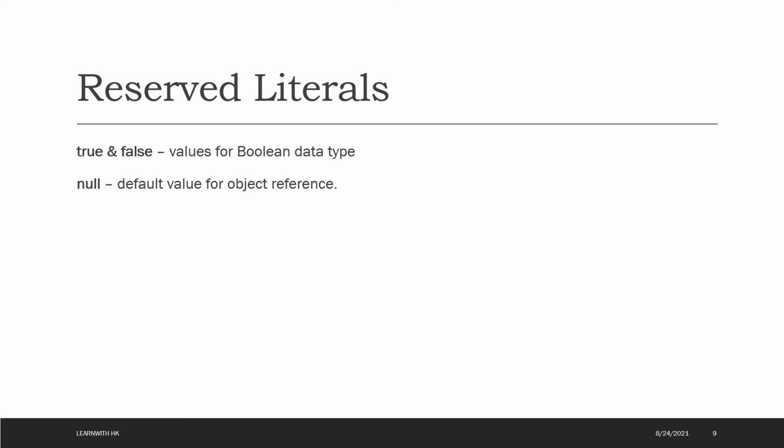Okay, then reserved literals. There are three reserved literals. The first two, true and false, are nothing but the values for the Boolean data type. If you declare any variable as Boolean, it is going to have only two types of values, either true or false. Then null. Null is normally used as a default value for an object reference. Most of the time we get a null pointer exception because there is no object reference available. So it's null.